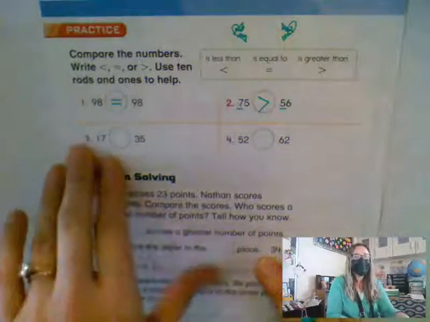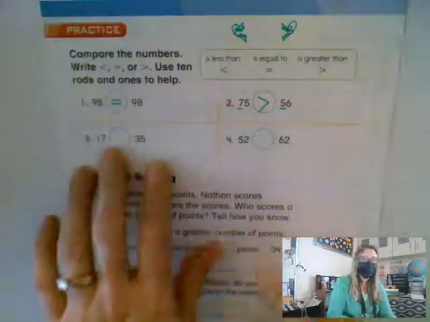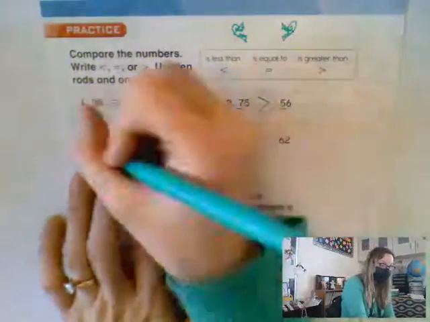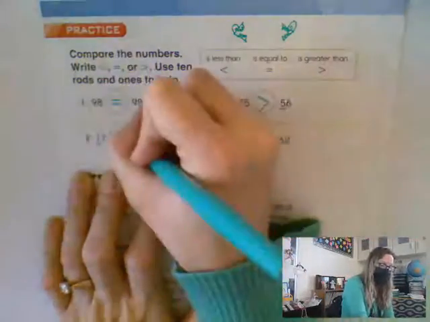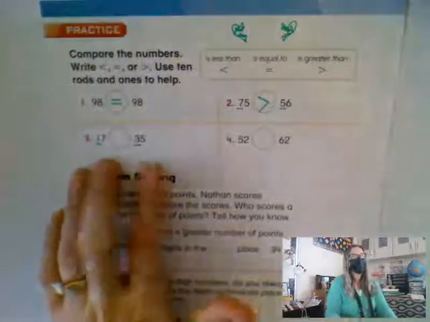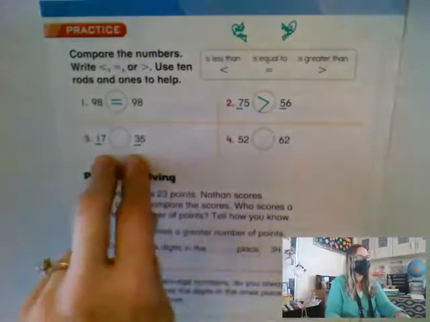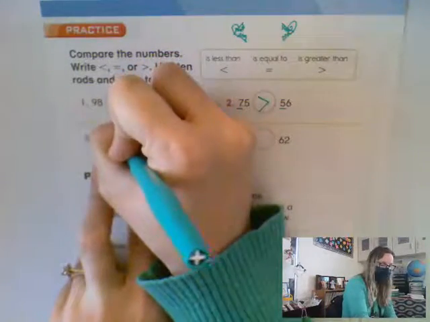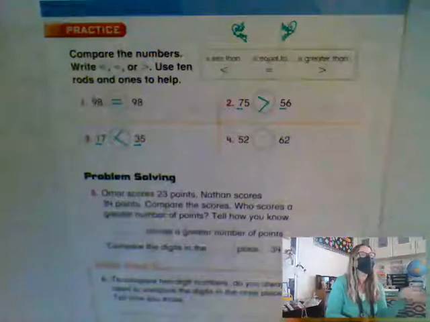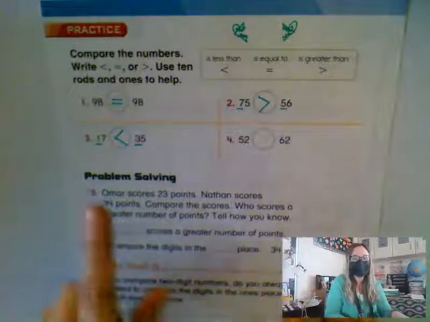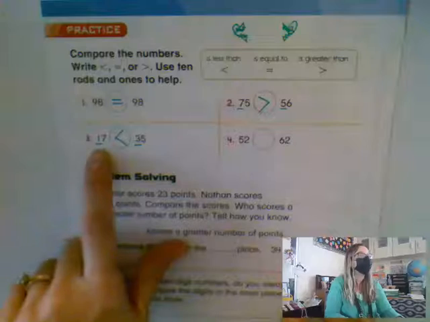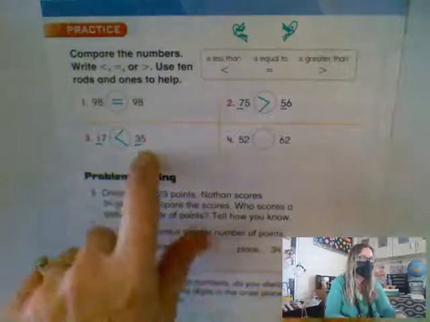All right, let's take a look now at number 3. I start by looking at my tens place, Sage. Here I have 1 ten and here I have 3 tens. So which of those is the bigger number? 35. So I'm going to draw Allie this way, eating the 35. Now to read that sentence, it says 17 is less than 35.